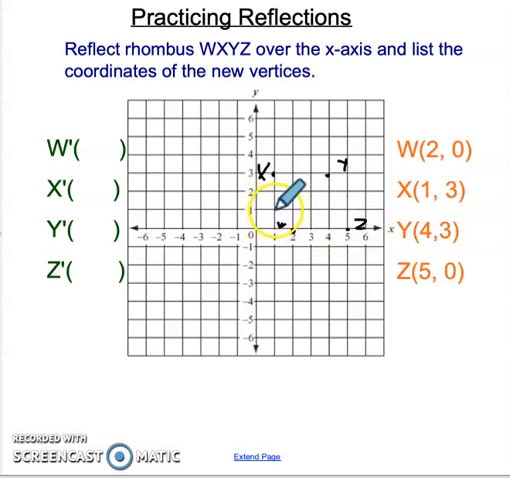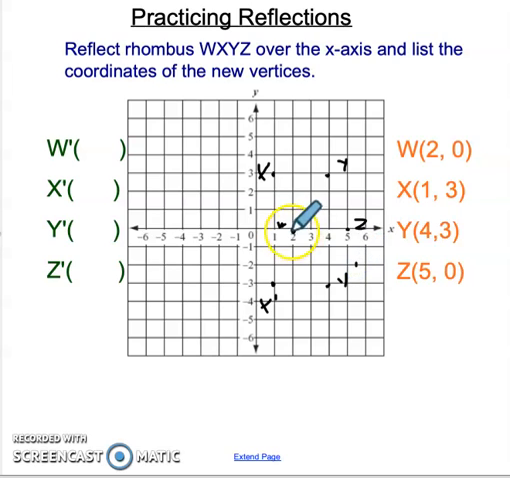For X, X is 3 above the line, so it's going to flip down 3 below the line. So that's X prime. For Y, that is also 3 above, so that's going to flip 3 below. And that's going to become Y prime.